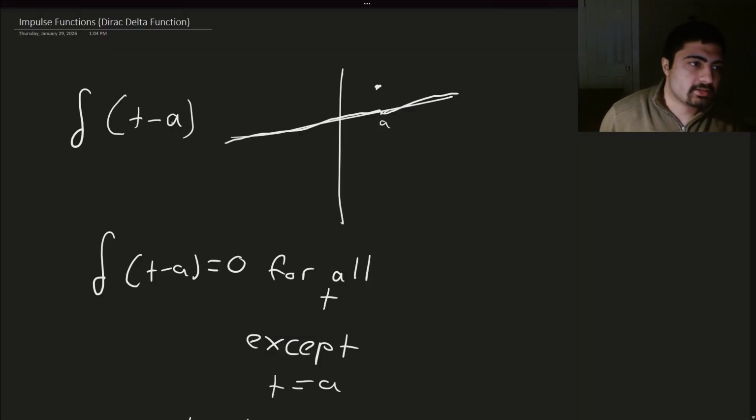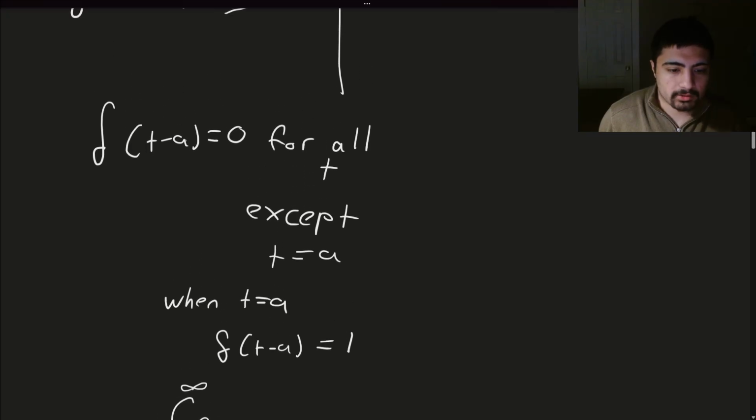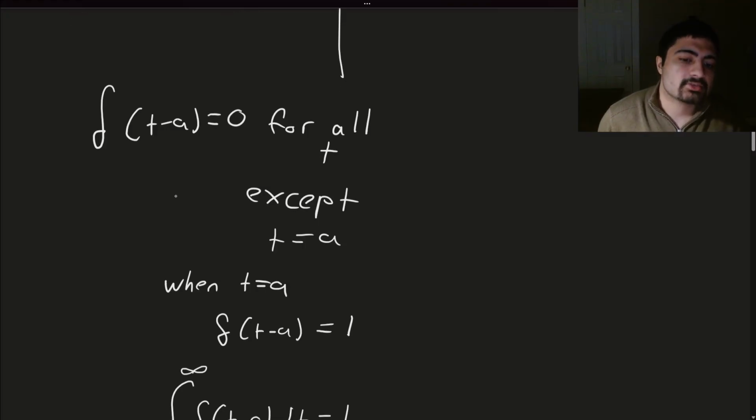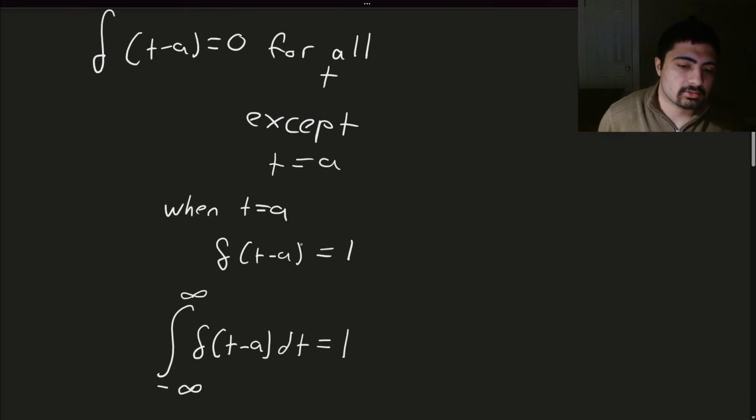So t minus a, obviously a represents the point where it's 1. This is not a continuous function, important to note, which is why we're not able to take a derivative at this point. Other than that, this is pretty much what the Dirac delta function is. And a basic informal definition would be: the delta of t minus a would be 0 for all t except when t is equal to a, and when t is equal to a, the Dirac delta function of t minus a would be equal to 1.